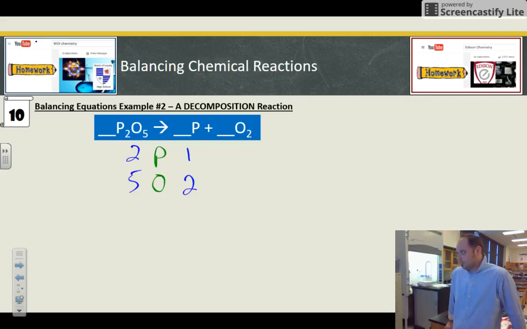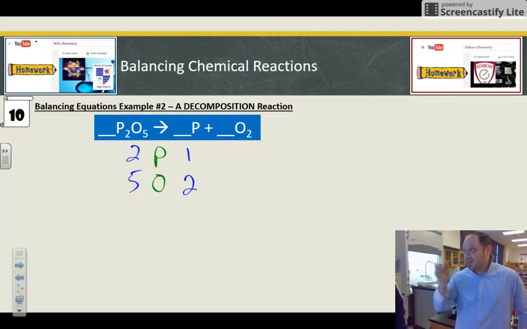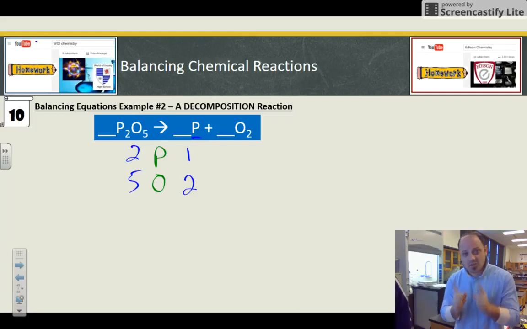You've got good experience balancing these things. Which one should I balance first, the P or the O? I would definitely balance the O first. The reason why is because the P is by itself, it's a solid element, so no matter what coefficient you need to put there, you can. The O, on the other hand, comes in packages of 2. If I were to balance the P and just multiply this by 2, I wouldn't change anything. It wouldn't help much at this point. He's got to get the oxygens to match.